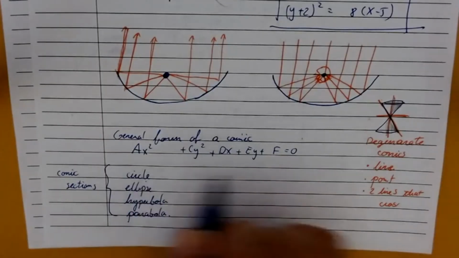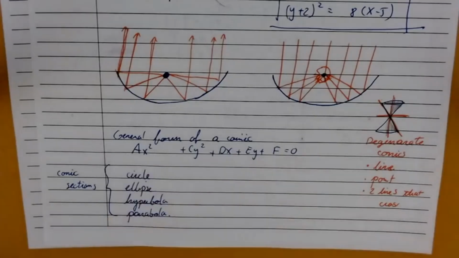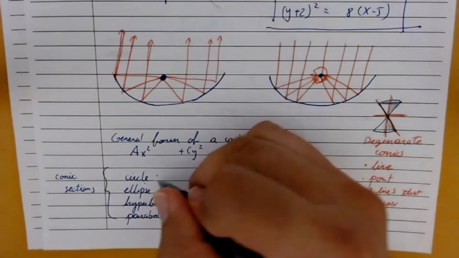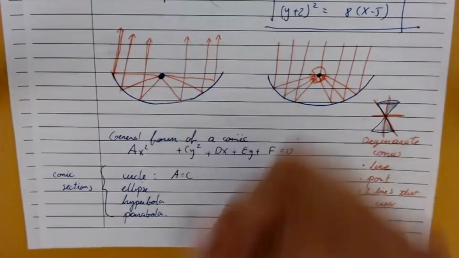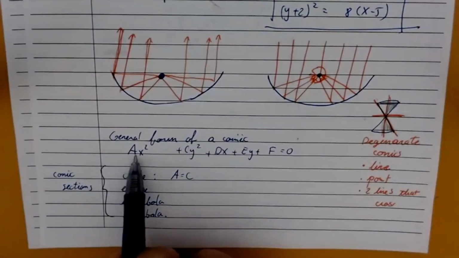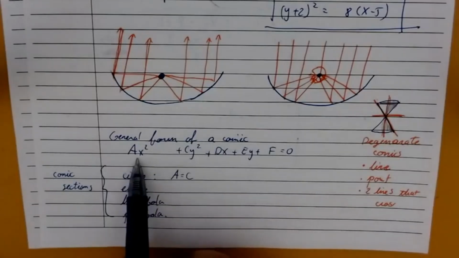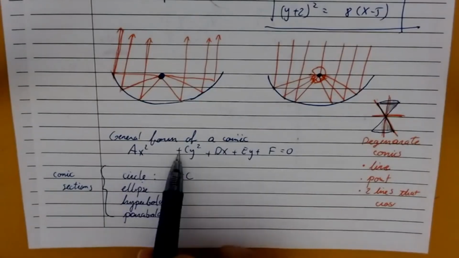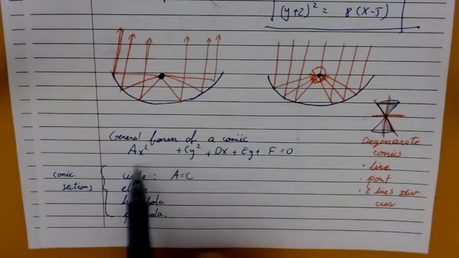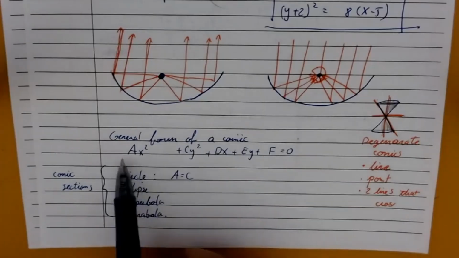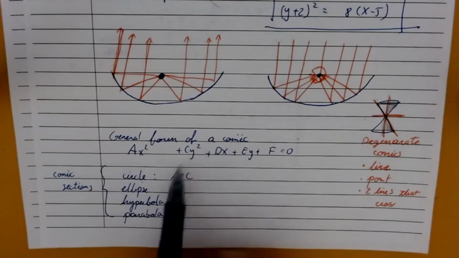And which conic we have depends on the relationship between these numbers, in particular the A and the C. If A and C are equal to each other, then you have a circle, because if these two are equal to each other, when you complete the square, you'll be able to divide out by a common factor, and you'll have x squared plus y squared equals r squared. So if A and C are exactly equal to each other, that's a circle.